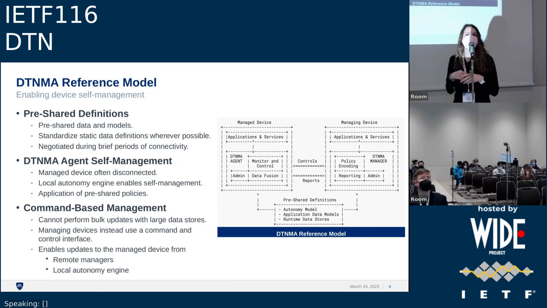So digging further into those decisions made to support network management in a challenged environment, I've put the reference model up on this slide to talk through a couple of those features. In the brief moments of connectivity that we do have between the managed and managing device, we take advantage of that to pre-share data definitions. So data and models are shared so that the manager and agent, also the managed and managing device, are able to agree on what information needs to be modeled, what actions can be taken when certain state information is observed.